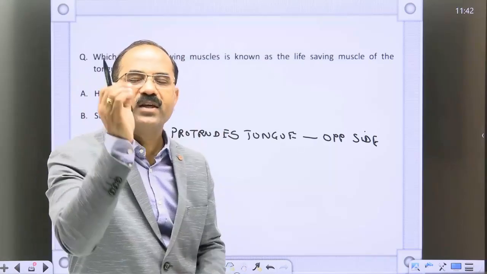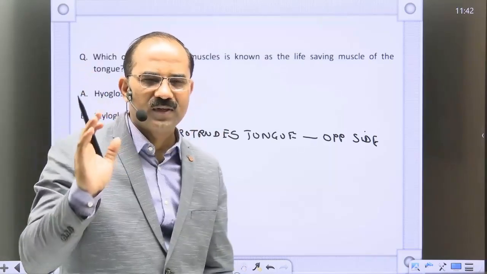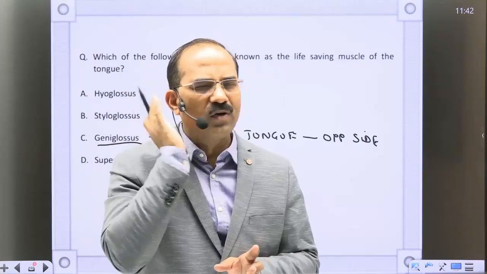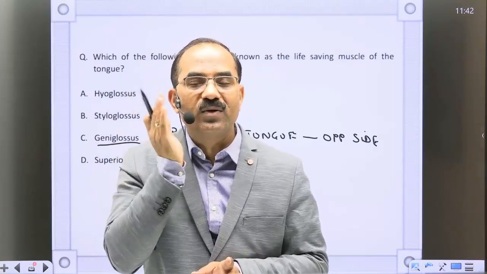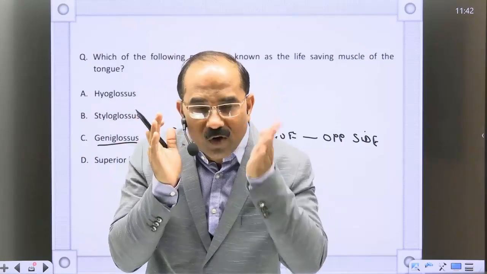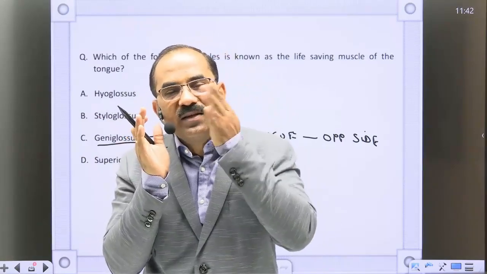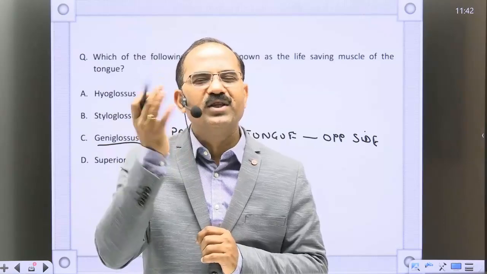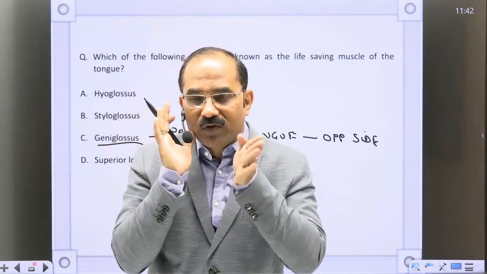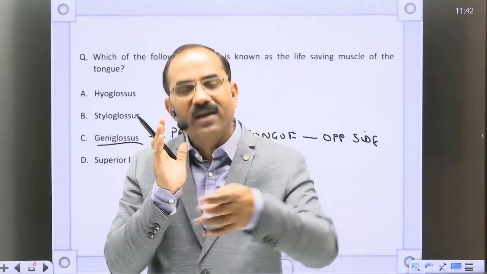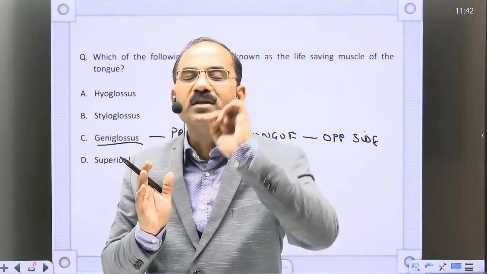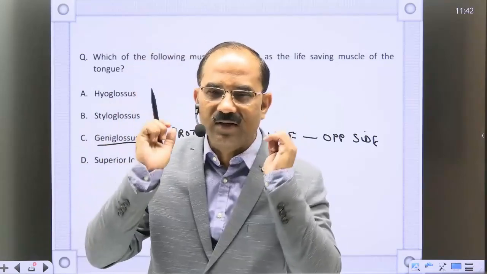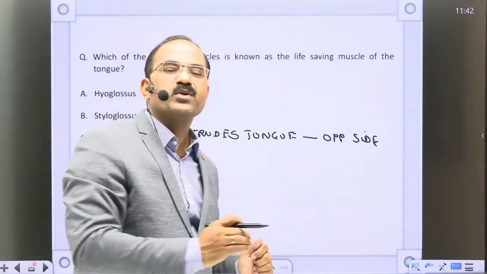Now suppose the right hypoglossal nerve is damaged. Which muscle is paralyzed? The right genioglossus is paralyzed. Right hypoglossal nerve gone, right genioglossus gone. The left becomes powerful and the left is going to deviate the tongue to the right side, and thus in lesions of the hypoglossal nerve, the tongue is deviated to the same side of the lesion. Is this clear? Because genioglossus protrudes the tongue to the opposite side.